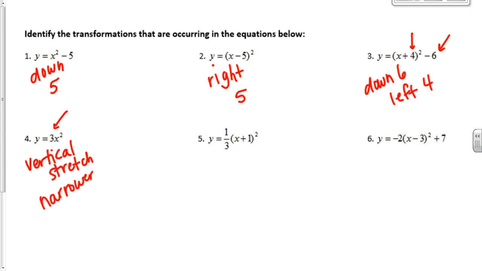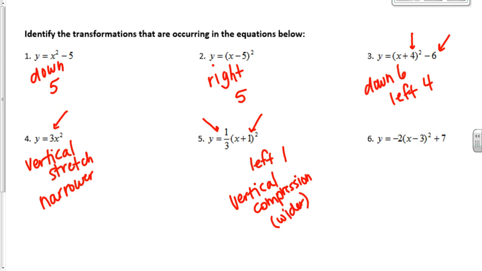Okay, number 5, we've got 2 things here. We've got a +1 and a 1/3. Feel free to work ahead of me here, just pause it. The 1 inside the parentheses means left 1 unit. The 1/3 means it's a vertical compression because it's a fraction this time, but it's still on the outside, so it's vertical. Okay, which again, if you wanted to, you could say makes it wider.